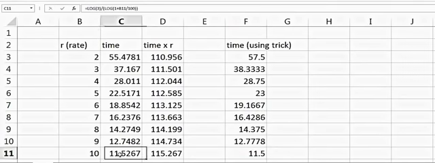So this is very close, it's 11.52 and this is 11.5. If you use this trick, we don't get the exact number, but we get an approximation for the time it should take, and that could be very handy when you are thinking about different investments, and you want to get a quick sense, or want to get quick numbers in your mind.